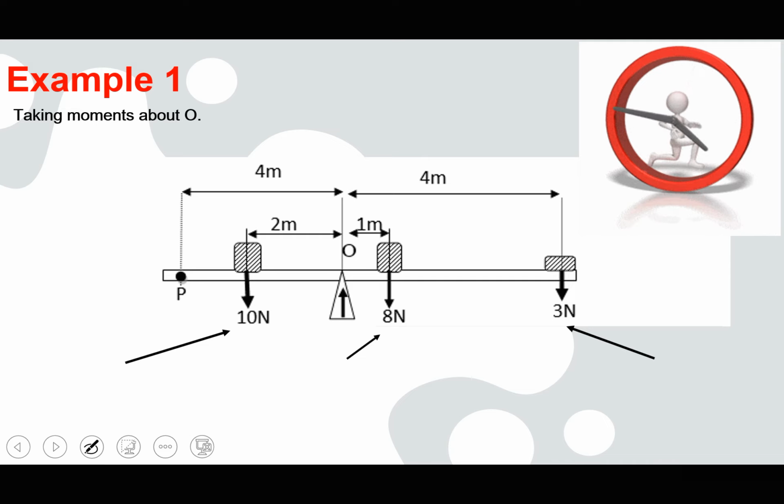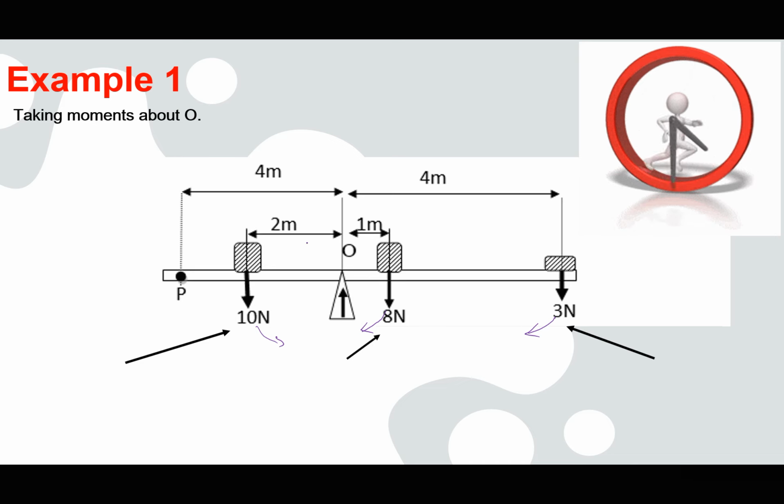So let's consider a uniform rigid body, which is balanced on a pivot or on a knife edge as shown here. We want to see if this is in equilibrium. We are going to take moments about O. So if I take moments about O, I want you to notice that 8 newtons is pulling the beam downwards, which is clockwise. 3 newtons is pulling the beam downwards, which is also clockwise. Then 10 newtons is pulling the beam downwards, but the other way around, which is going to be anticlockwise. So we want to verify if the sum of clockwise moments is equal to the sum of anticlockwise moments for this object, which is balanced.